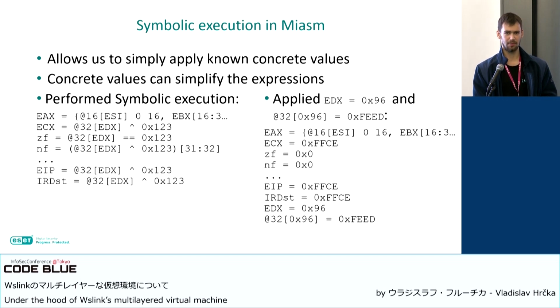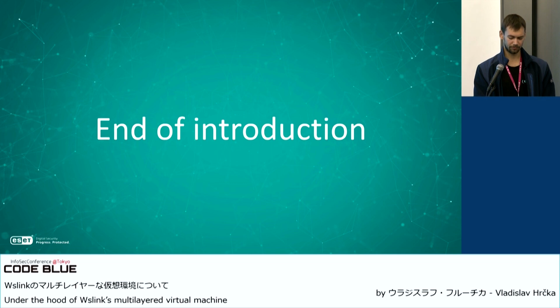Yeah, and how can we use this? It allows us to simply apply some known concrete values. So for example, if we know that EDX was set to 96 and the memory value at 96 was set to feed, we can just tell it to the symbolic execution engine, and after that, we can right away see, for example, the destination address. And that's it for the introduction.